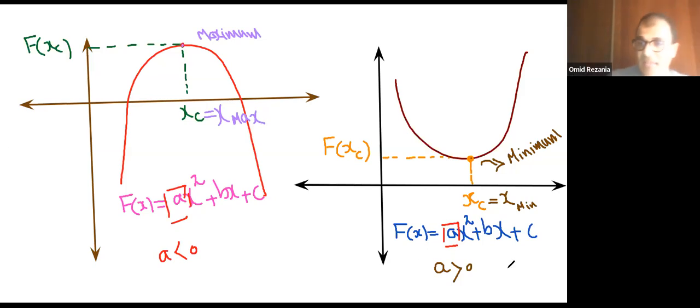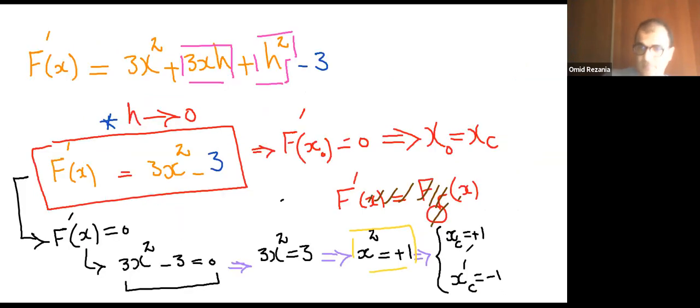And now, for these points, xc plus 1 and xc minus 1, we have two critical points. We cannot use that method. As a result, we're going to talk about a new method that we want to apply.